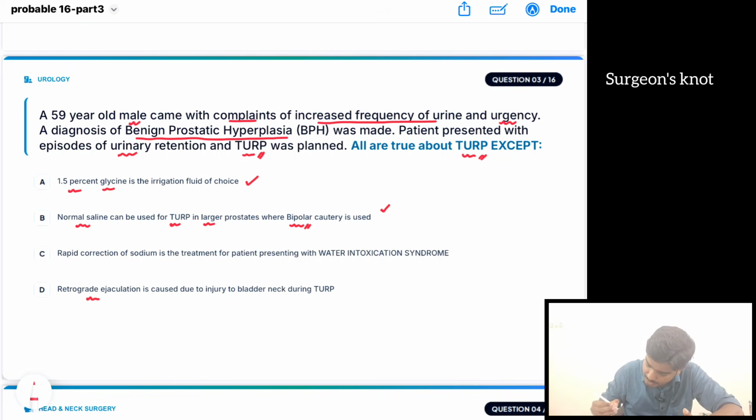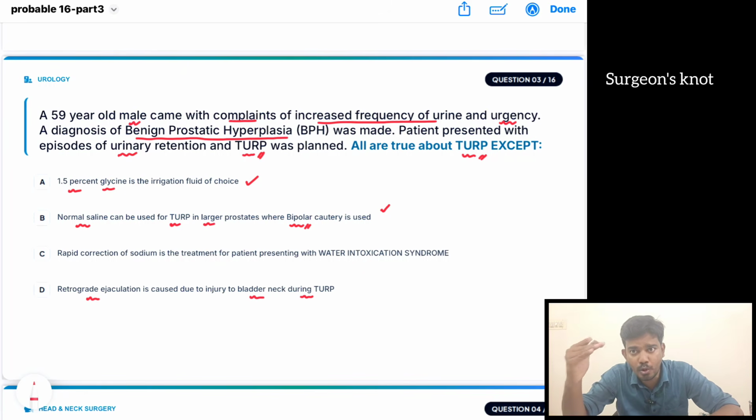Retrograde ejaculation is caused with the injury of the bladder neck during TURP. Okay, TURP க்கு proximal limit we have to consider is the bladder neck. அதை தாண்டி போகக்கூடாது. If you go beyond the bladder neck, we can cause retrograde ejaculation. That is a complication. That is the most common complication following a TURP. So that is also a right answer.